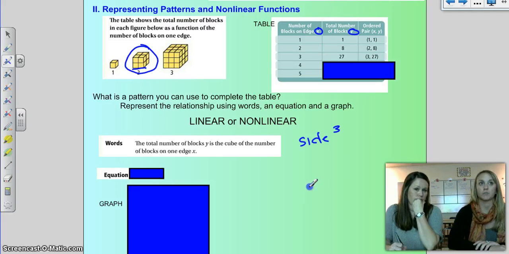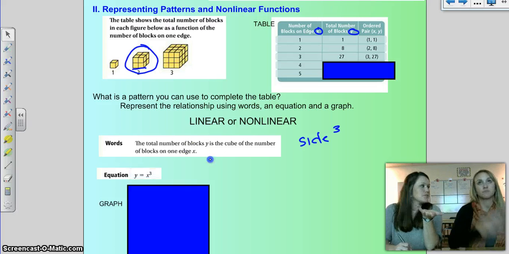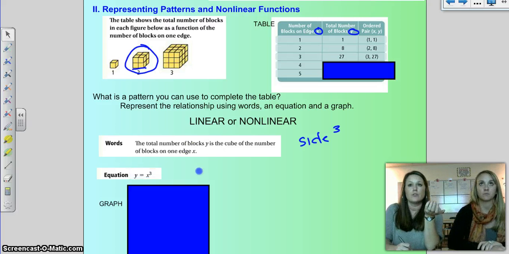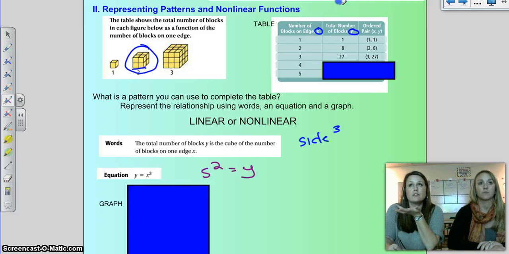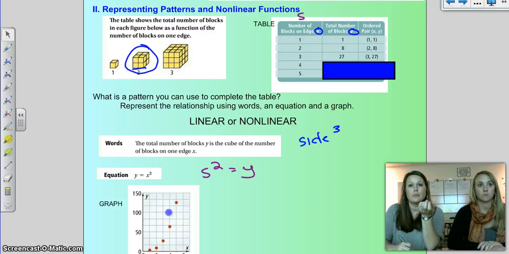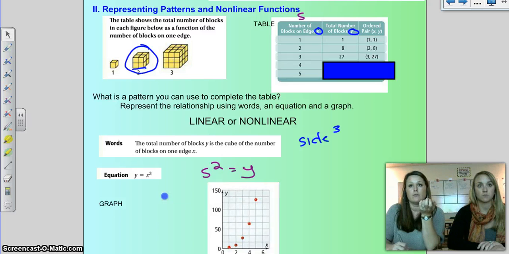Side cubed. Okay. So what's the equation? Well, then our equation is going to be side cubed equals s cubed or x cubed. Yeah. So I like s. I'll use s. So s cubed equals y. In this case, s is side. Right. And then our graph is going to, I'll pull that up for you if I can.